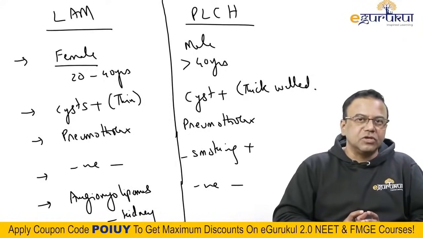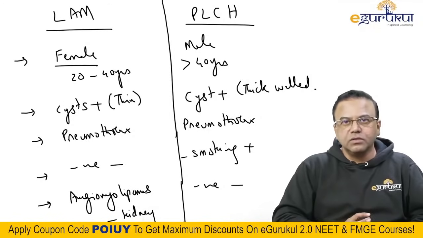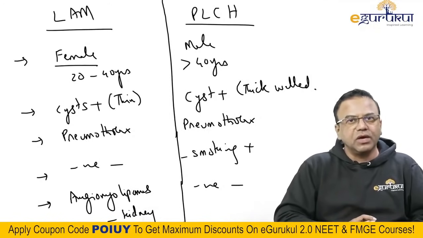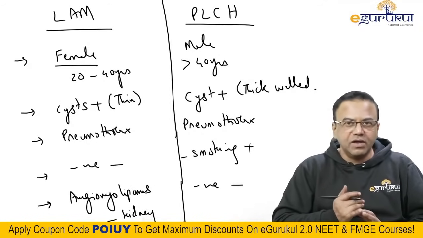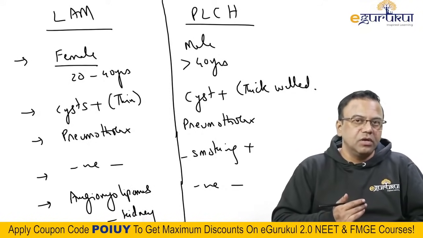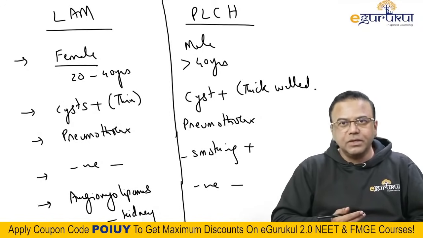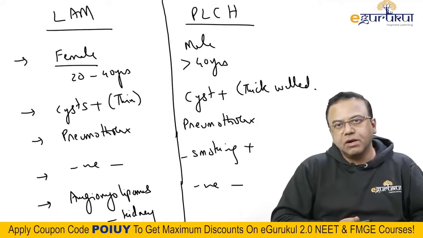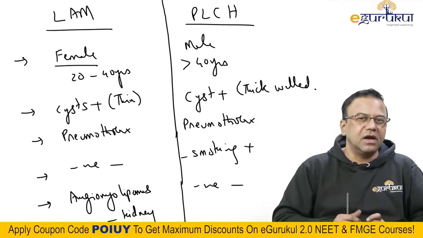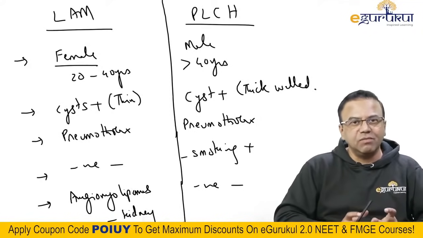Pulmonary Langerhans cell histiocytosis, the hallmark is going to be smoking. Very strong relationship between smoking and Langerhans cell histiocytosis. So the patient will be a very significant smoker. The patient is generally going to be a male, generally more than 40 years. Look at all those clues to tell you that this is nothing but pulmonary Langerhans cell histiocytosis. And the cysts generally are thicker walled than what you see in lymphangioleiomyomatosis.